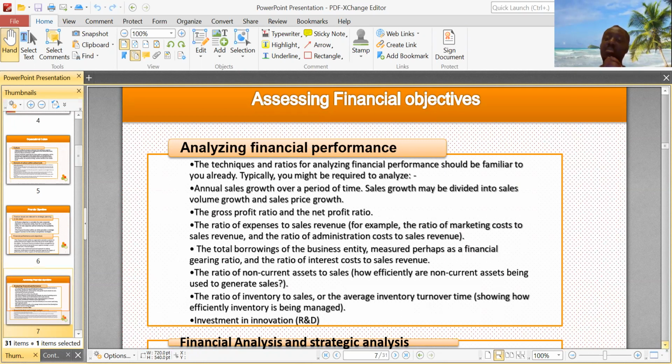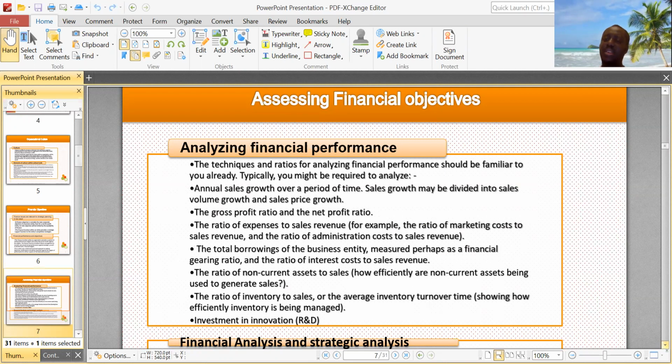Very, very important. Same for net profit ratio. If the net profit ratio is 32%, that means that for every 100 dollars or CDs or pounds of sales, only 32 is actually net profit. It's only $32 or CDs that we receive as net profit. Very, very important.